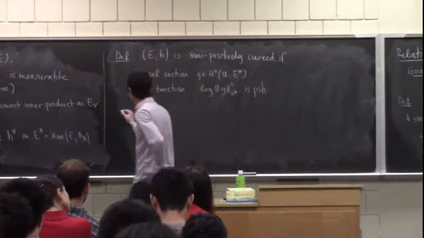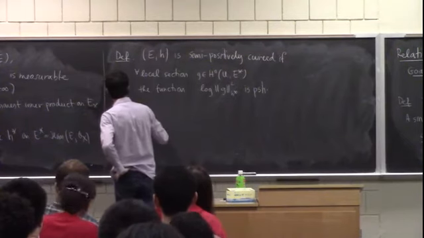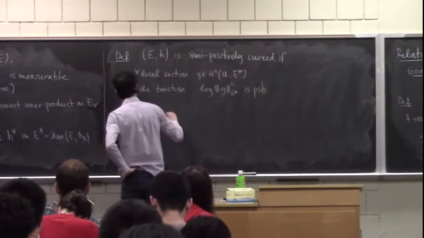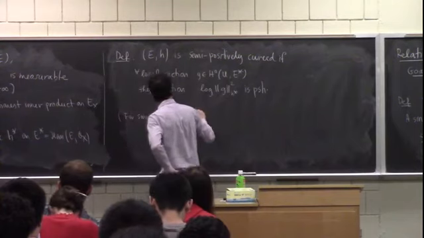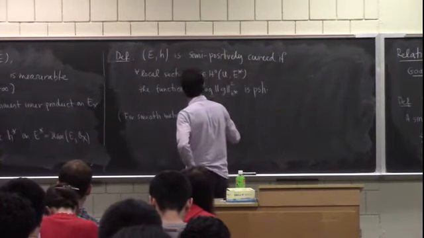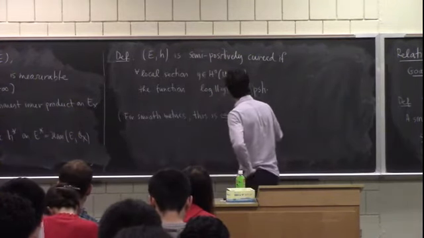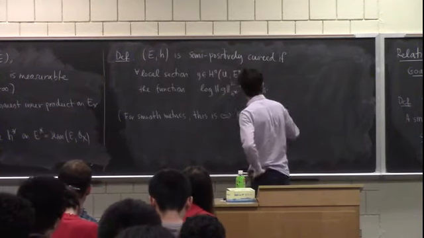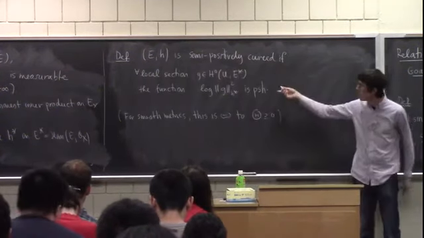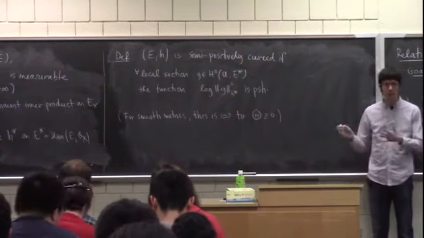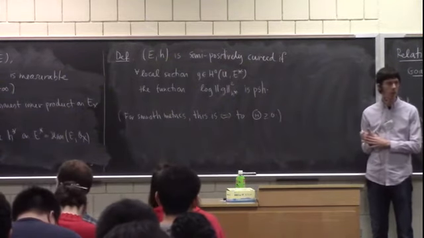So for smooth metrics, this is equivalent to the curvature tensor being non-negative. But then the advantage of making this definition is that we can say curvature without mentioning the curvature tensor.